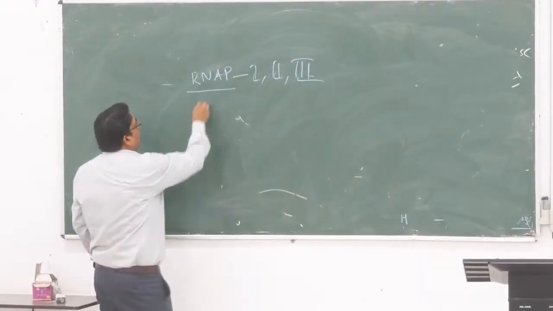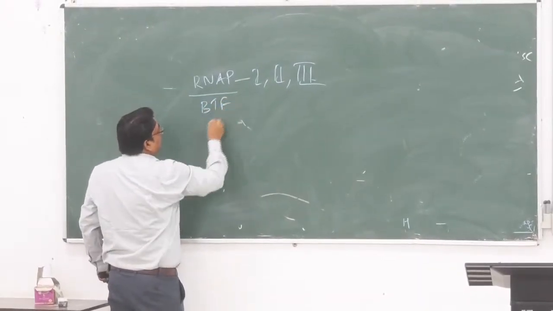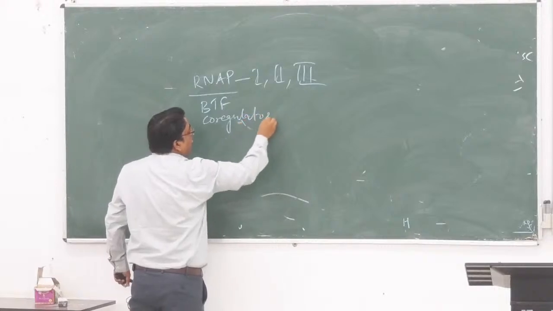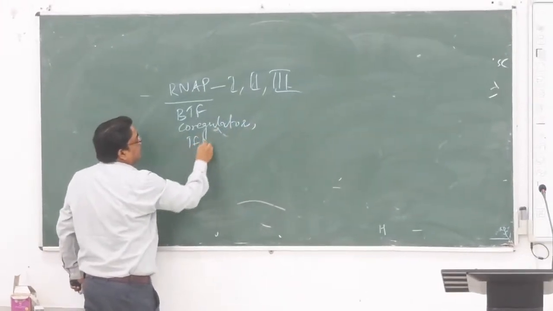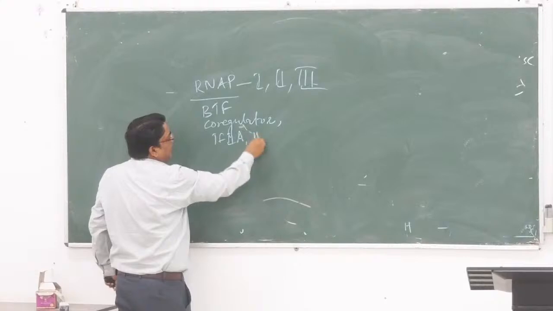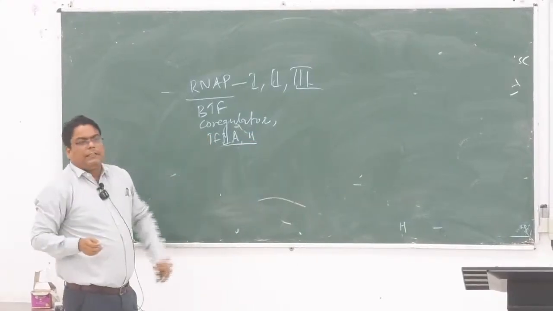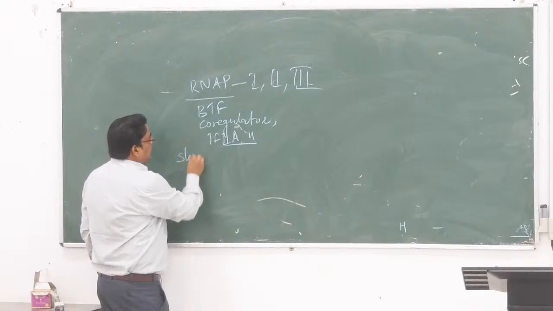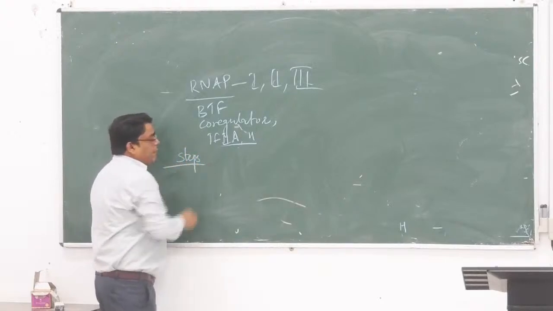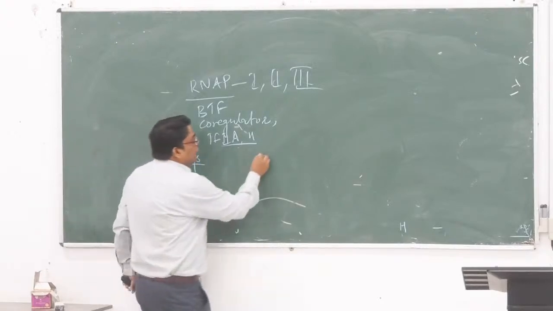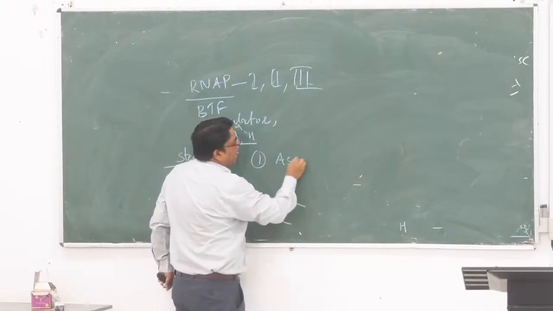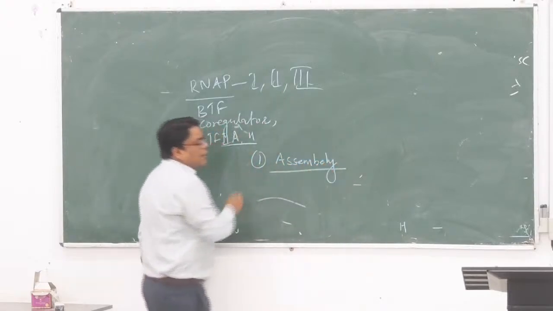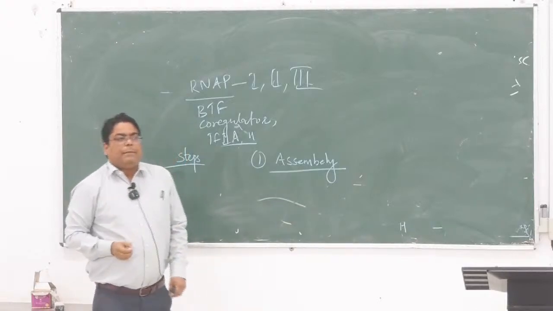Okay, and we require basal transcription factor, co-regulators, and some transcription factors, different transcription factor like A, H, and others. I already mentioned in the table. Okay. Now in the step process, I will add one important step that is called assembly. We call this step assembly of eukaryotic transcription. You understand the meaning of assembly.